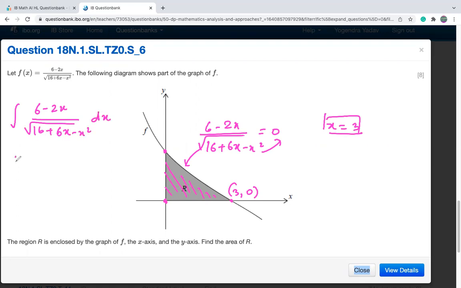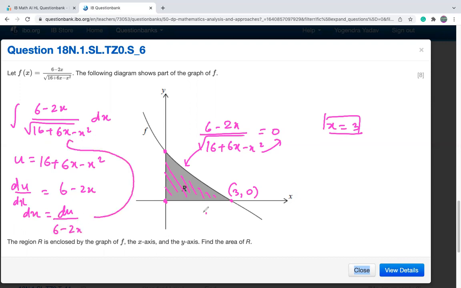So let u be 16 plus 6x minus x squared. So du by dx is going to be, 16's derivative is 0, 6 minus 2x. So dx is going to be du upon 6 minus 2x. You put that in here. So you get 6 minus 2x upon root of u times du upon 6 minus 2x. This gets cancelled, and as a result we get du upon root u.